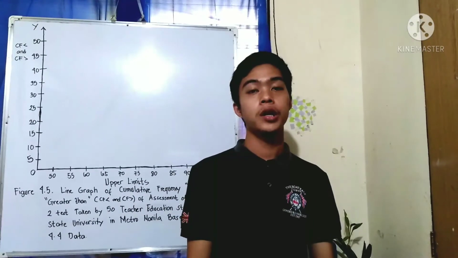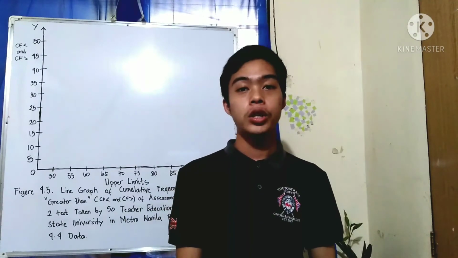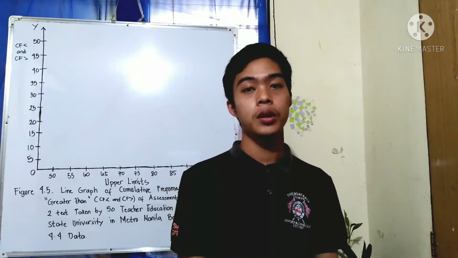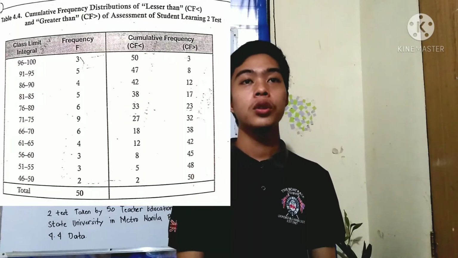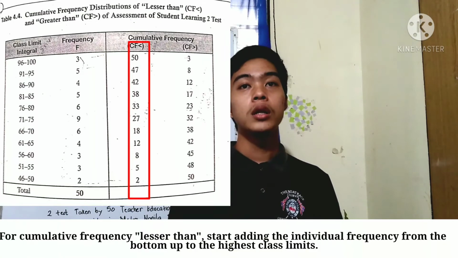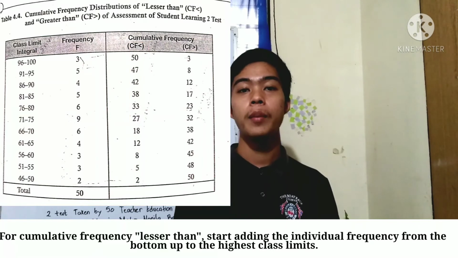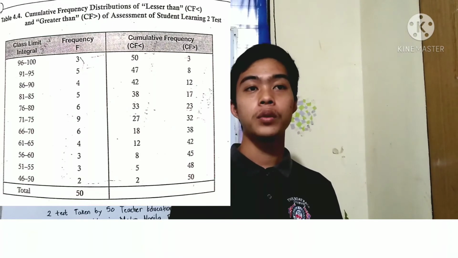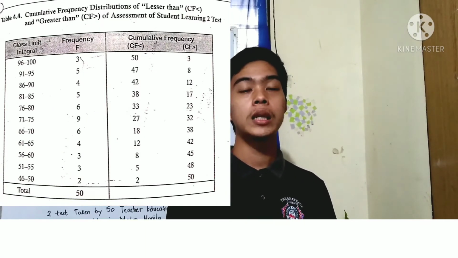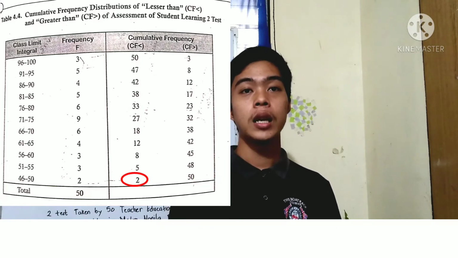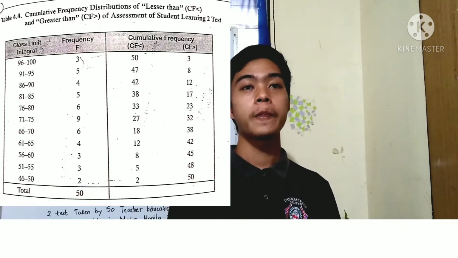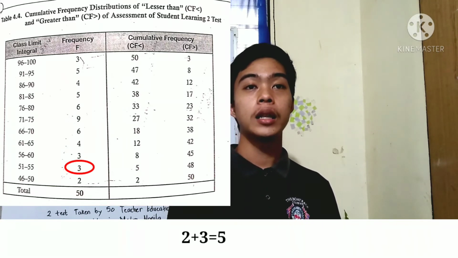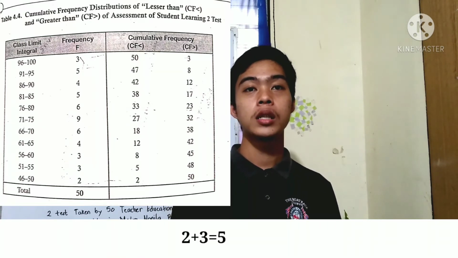If you remember the report of Ms. Hassim and Mr. Emily, they taught us how to get the cumulative frequency distribution for lesser than and greater than. In the cumulative frequency distribution for lesser than, you will start adding the individual frequencies from the bottom up to the highest class limit. For the frequency of 2 in the 46 to 50 class limit, you will just copy the number 2. Then for the frequency of 3 in 51 to 55, you will just add 3. So 2 plus 3 equals 5.